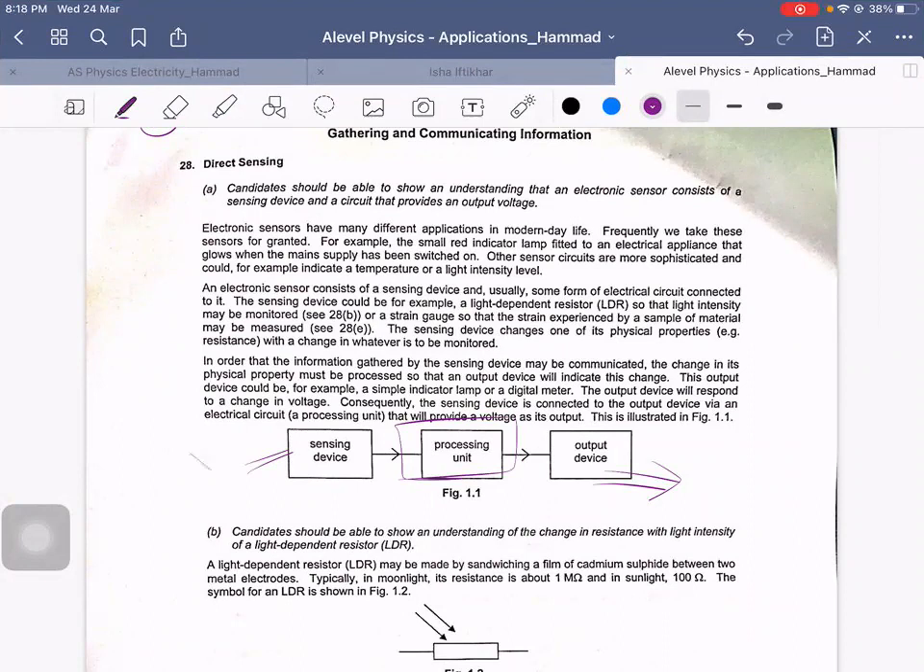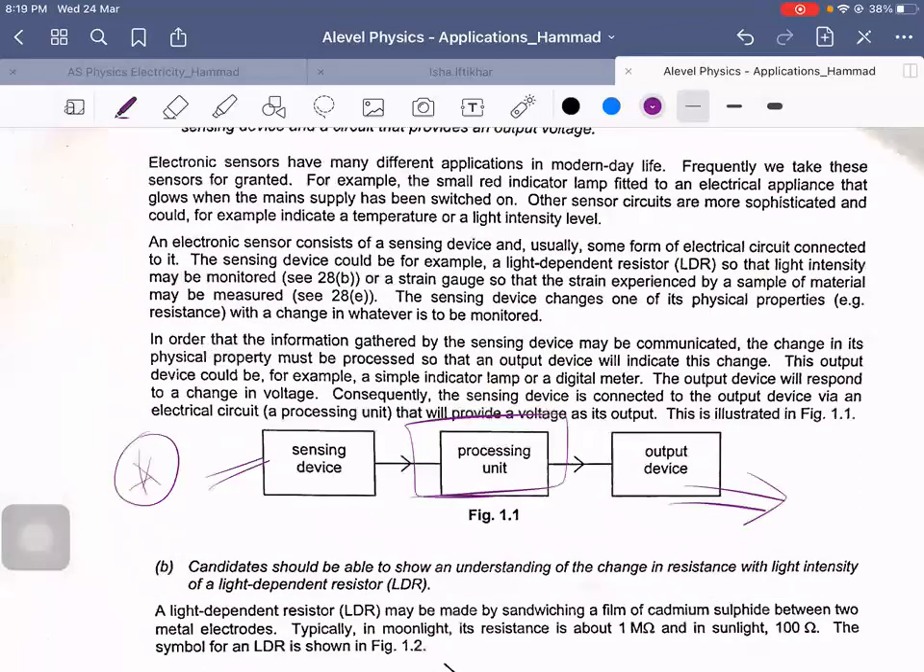I think in junior classes, while studying computers, you might have been able to relate to it, right? The CPU used to be your processing unit, right? A sensing device could be anything like a thermistor, a strain gauge, etc. The output device could be LED, right? Could be a monitor screen, a CRO.